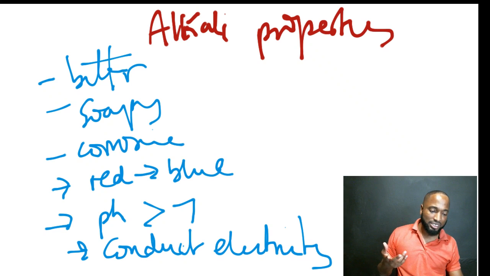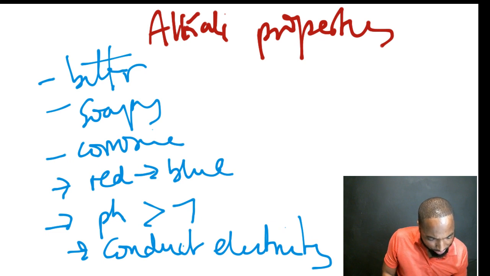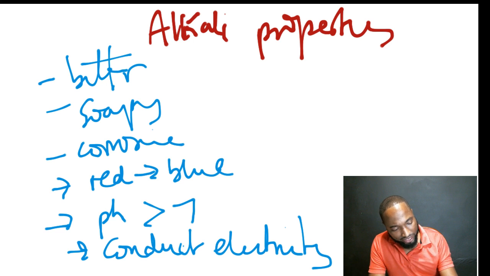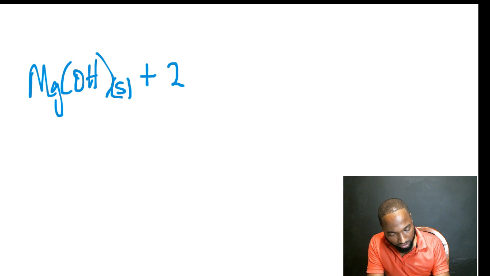Reactions. You know your base and acid give salt and water, and base and ammonium salt. When heated, some bases will react with ammonium salt. Let's look at this example: magnesium hydroxide, a solid, heated with the ammonium salt NH4Cl.